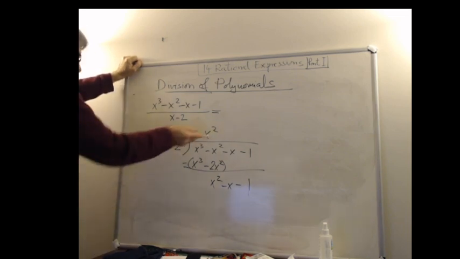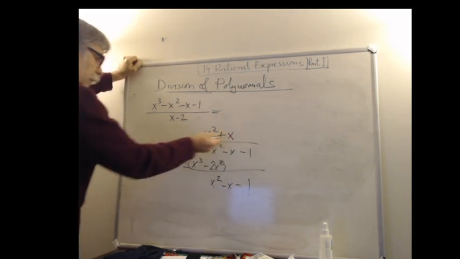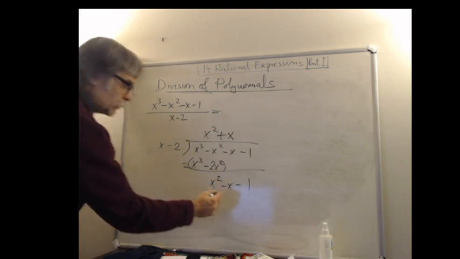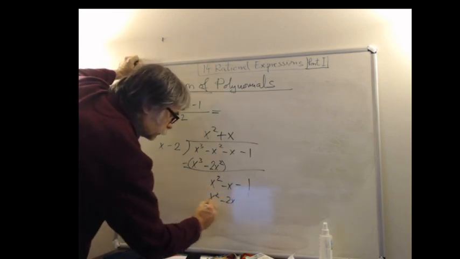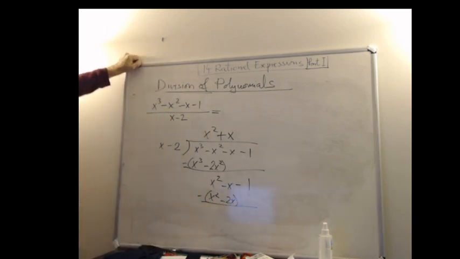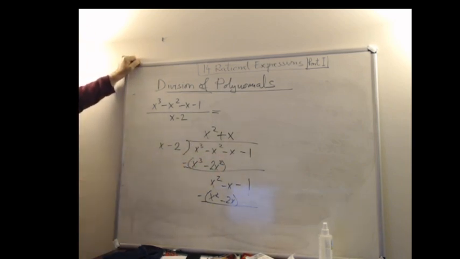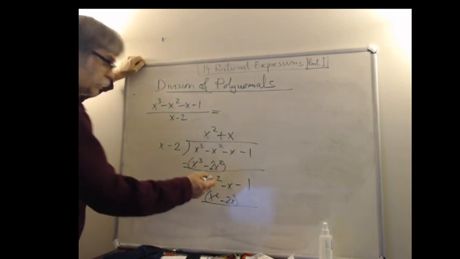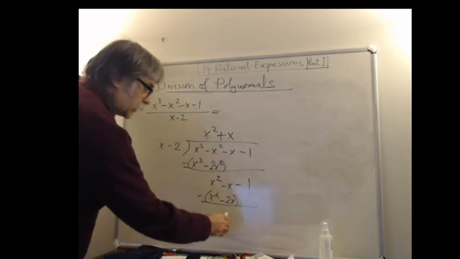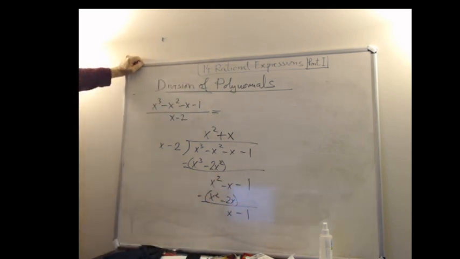Okay, so now what do you need to multiply x with to get here? You need an x. Plus x. X times x is an x squared. X times negative 2 is negative 2x. Subtract. X squared minus x squared, zippo. That it has to happen, otherwise you have more complicated stuff. Minus negative 2x is positive 2x. So you have positive 2x and an x, which is negative x, which is an x. X minus 1.